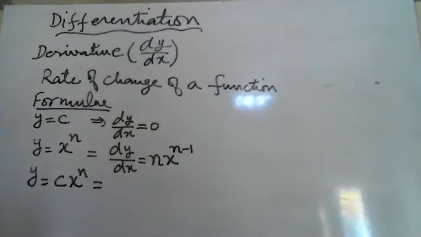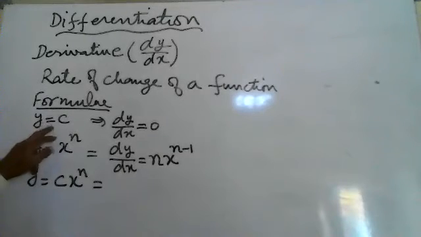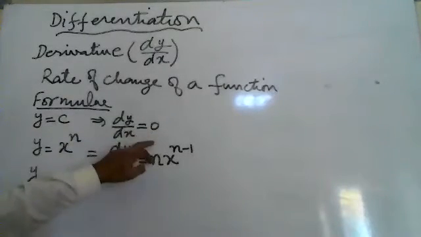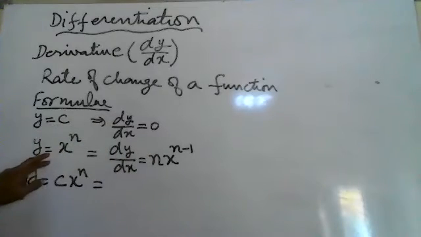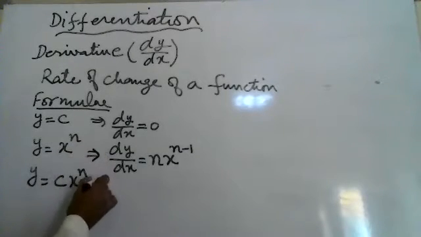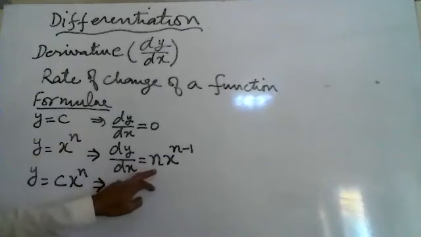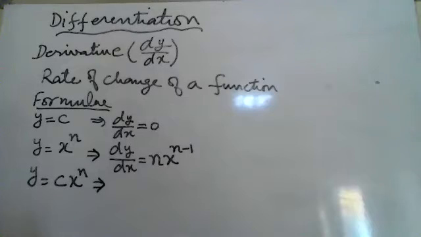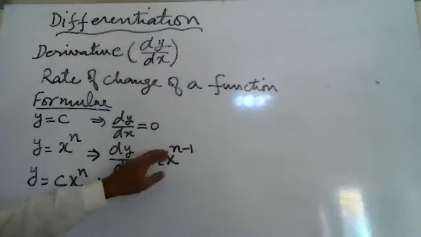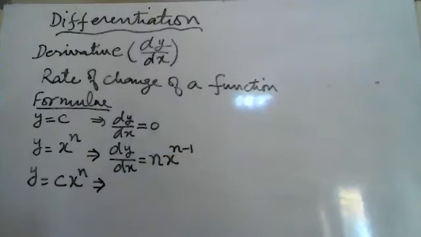Okay, students, we were doing the formulae. If y is constant, the derivative will be equal to 0. All constants have the derivative 0. If y is a function of x, x to the power n, the derivative will become n, the power will come over there, into x to the power n minus 1. The power will multiply with the function, and the power of the function will become 1 less than the original power.